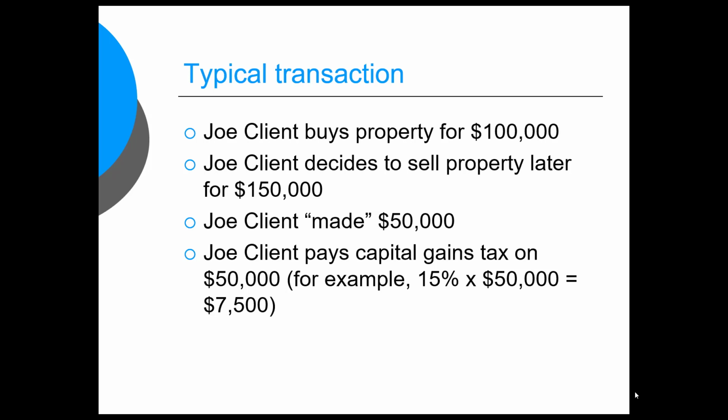And so what he's going to have to do is pay capital gains tax on the difference between the sales price and his tax basis in the property. What that amounts to is he made $50,000. That's the difference between what he sold for and what he bought for. And so that is his capital gain. And so he's going to need to pay a capital gains tax on that $50,000. In this example, Joe pays 15% on his $50,000 gain, and so his tax bill to the IRS is $7,500.